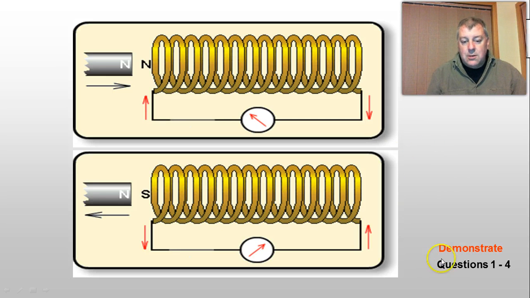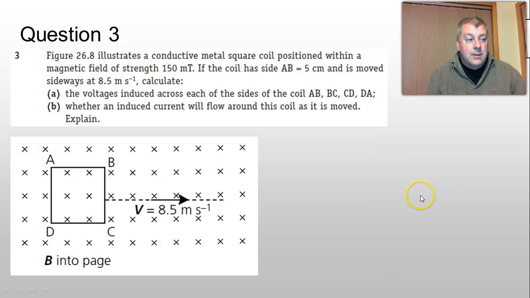I'll also demonstrate this, but now you can do some questions as well, and they'll be in the OneNote for you and in your workbook. So let's have a look at some of the questions I'm going to ask you to do. Just make sure that you understand what's happening in them. Here's our figure, a conductive metal square coil. So coils don't have to be round, they can be square. Square makes it a little bit more convenient to work some things out. Position within a magnetic field.